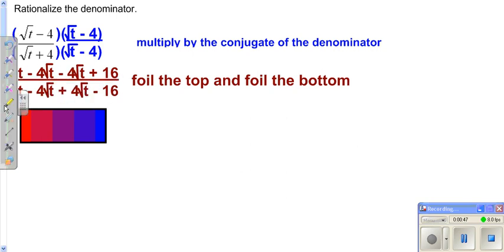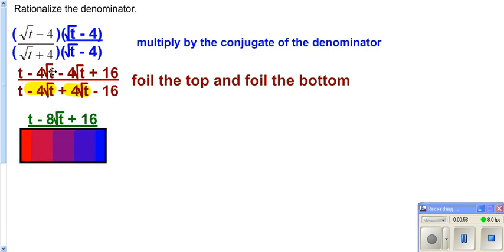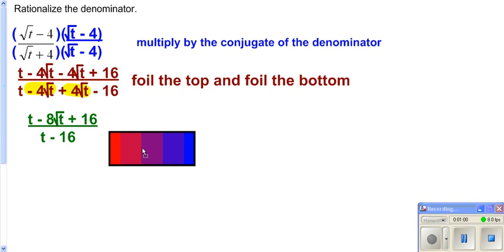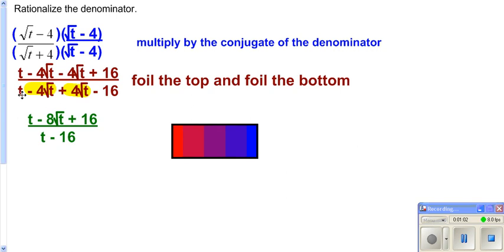Remember, when you're multiplying conjugates together, the inner terms and the outer terms cancel each other out and disappear. So then we just have the top, which simplifies down to this because you have your like terms. Your inner and outer terms drop, leaving you with just a t minus 16. So you have no root left in the bottom, and that's what we were trying to get to.